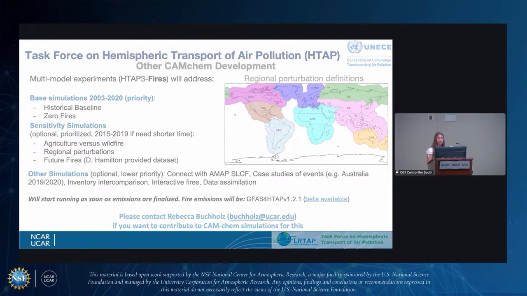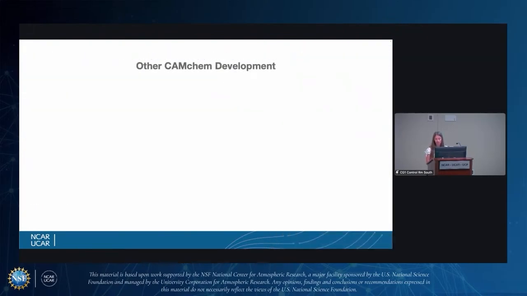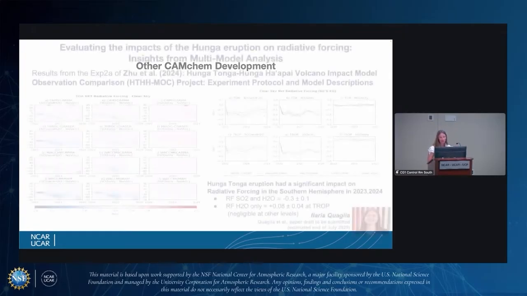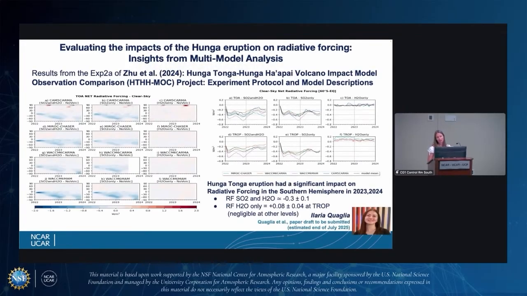And so I wanted to show just quickly three slides from other science highlights because those weren't shown by Dave yesterday. But since we have almost no time, really go quickly. Just quickly a slide from Ilaria Cuesta on Hunga Tonga. She's looking at the forcing of the volcano.